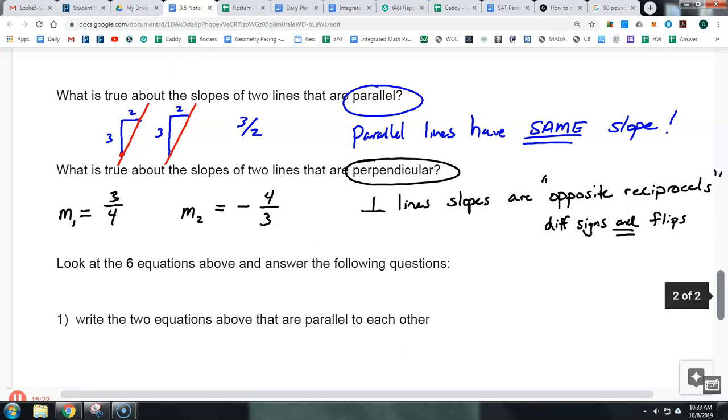All right. So this would ensure that line number 1 is perpendicular to line number 2 because I analyze their slopes. I'm like, yeah, one's positive, one's negative, and they're reciprocals, or they're flips of each other.